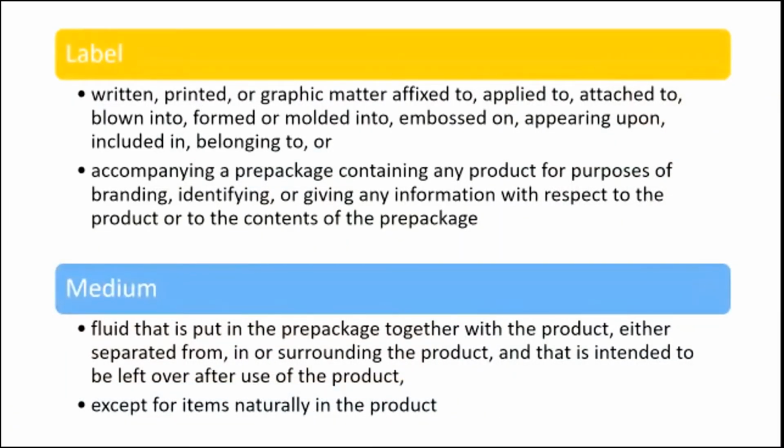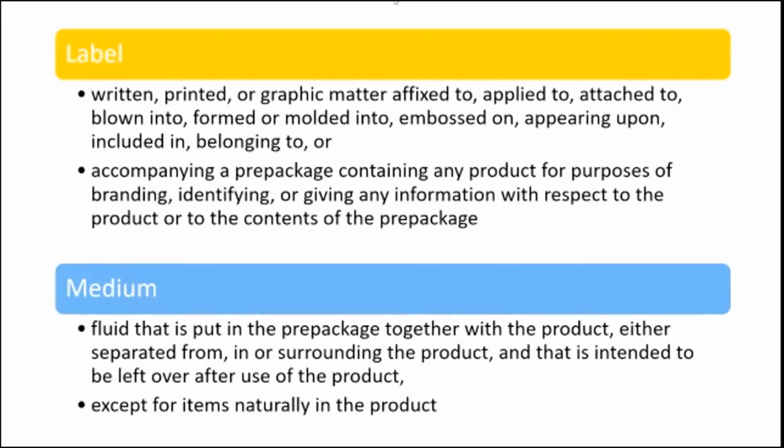Then we have medium. What is medium? Medium is a fluid that is put into the prepackage together with the product, either separate from, in, or surrounding the product, and it is intended to be left over after we use the product, except for items naturally in the product. So we have products that have medium, like cucumber pickle. We have a liquid inside the bottle. The liquid is not what we eat. We're not drinking it. So the liquid, we consider it as medium. Okay.